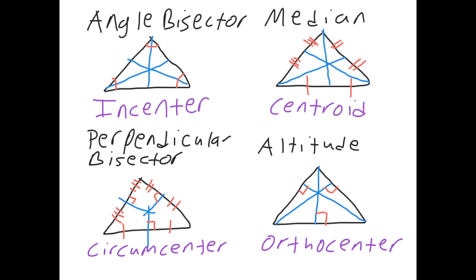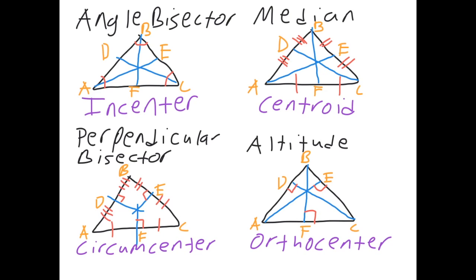Alright, so just as a recap, angle bisectors make an incenter, the medians make a centroid, the perpendicular bisectors make a circumcenter, and the altitudes make an orthocenter. In most triangles, these are usually all different points, except in an equilateral triangle where all of these points would be the same, but that's the only case. Now we're going to talk about some properties of these.